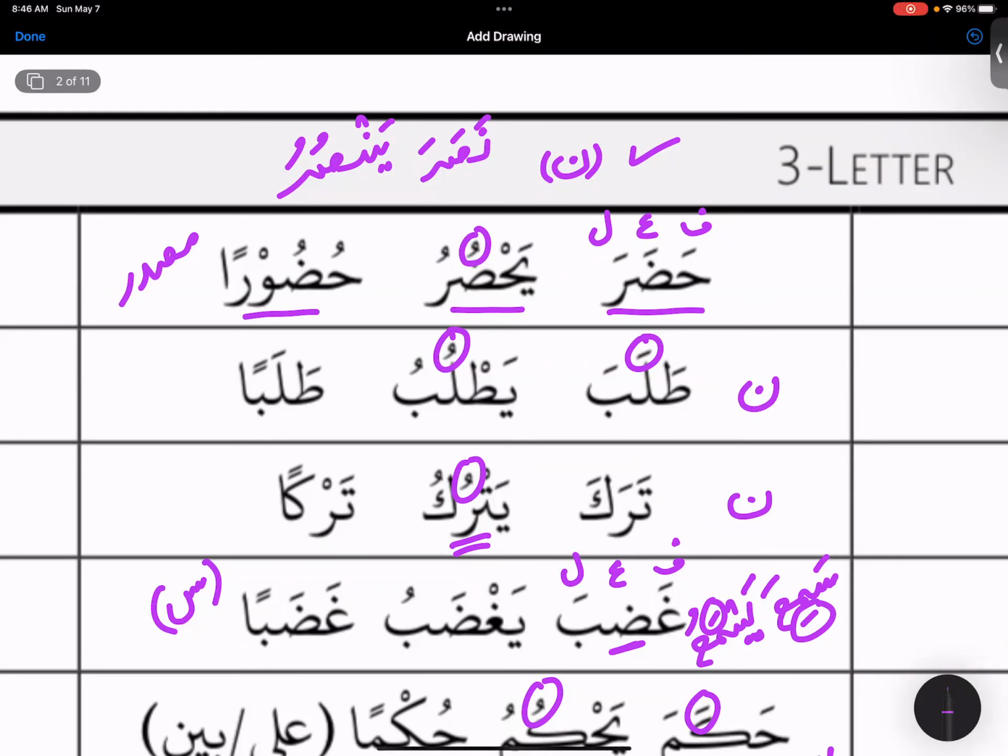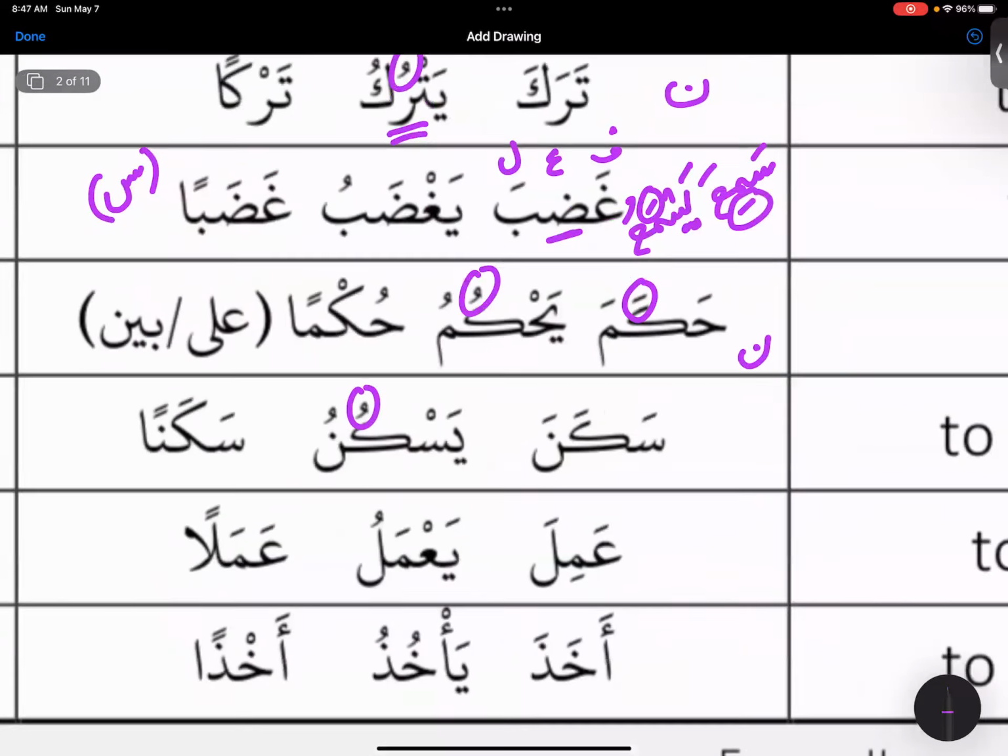Okay. Talaba, he wished or he asked, right? Yatlubu, he is asking or he will be asking, right? And then Talabun would be wish, desire, want. Yeah. So basically this is how masdar works.